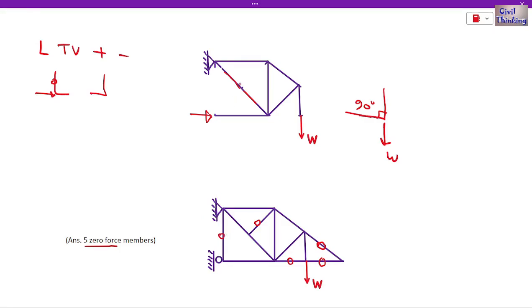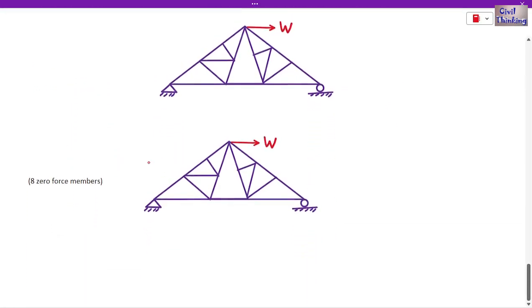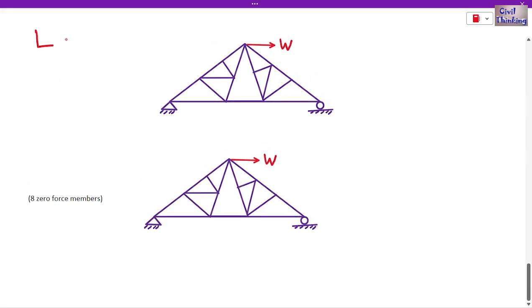Now we do not have any more conditions. So 1, 2, 3, 4, 5, we have 5 zero force members. I hope you get the idea. So let's move on. Let's talk about this. Remember the rule LTV plus minus.